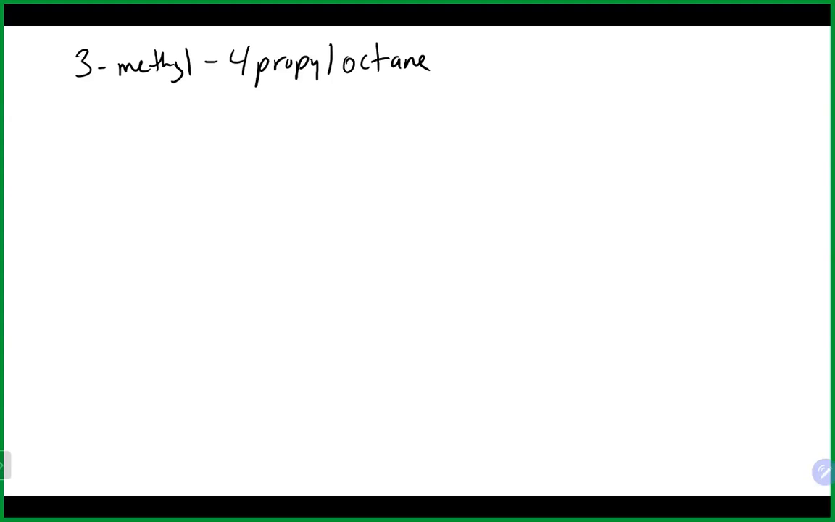Whenever you have the name and you want to draw it, you always want to work backwards in the name. So if you do that, we're going to start this way. And that is really the first thing that we're going to start with, which is octane, which means how many carbons? That is why I'm regretting it.